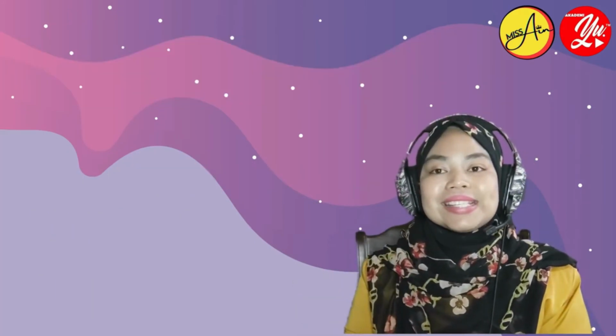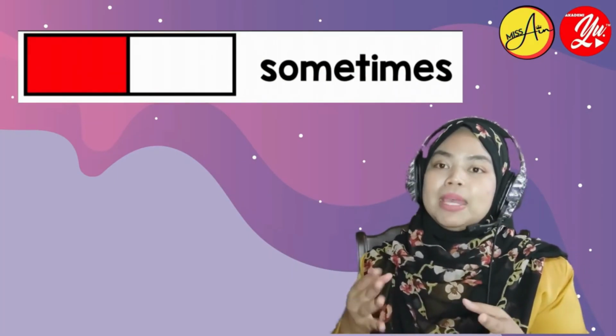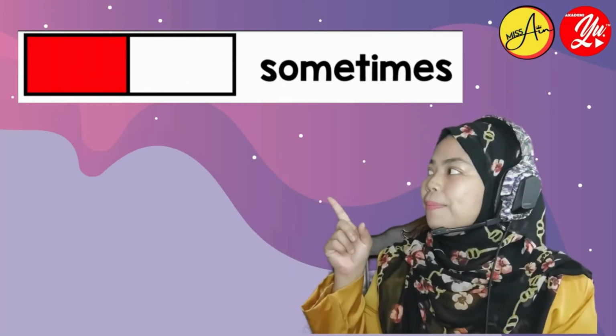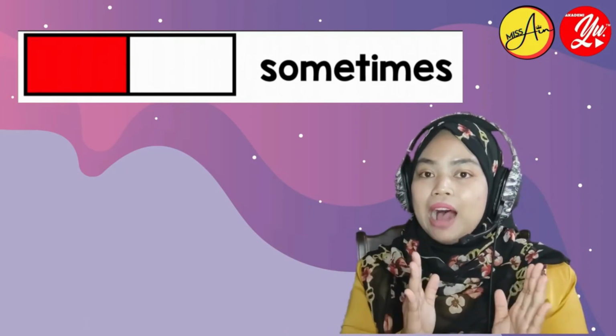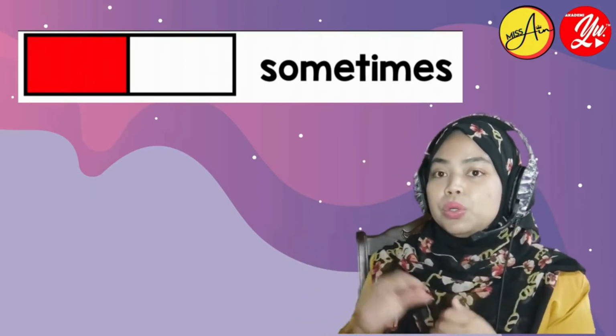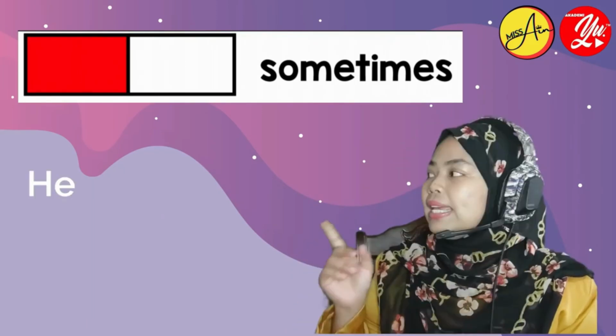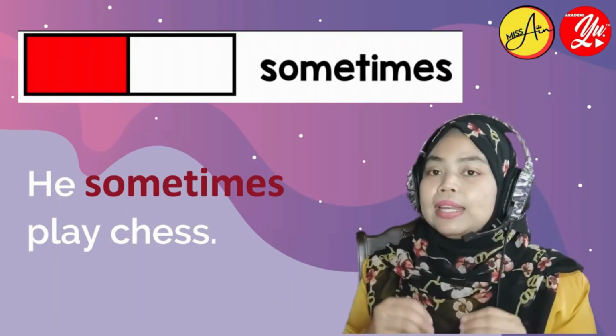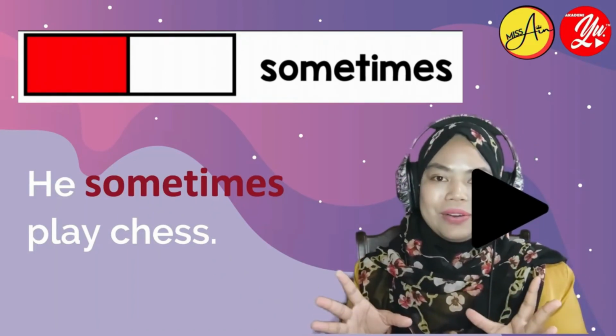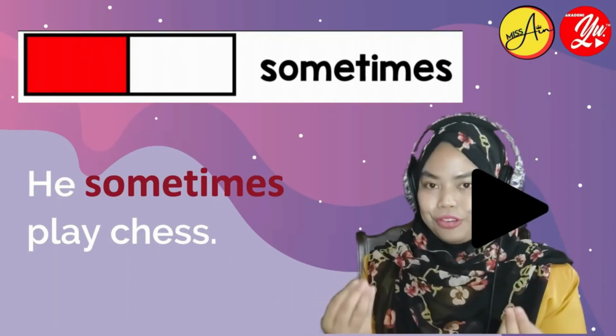The third one is sometimes. Sometimes means occasionally. Look at the bar. It has gone half. So it means sometimes you do it, sometimes you don't. He sometimes plays chess. Not always, not generally. Only if he has some free time.